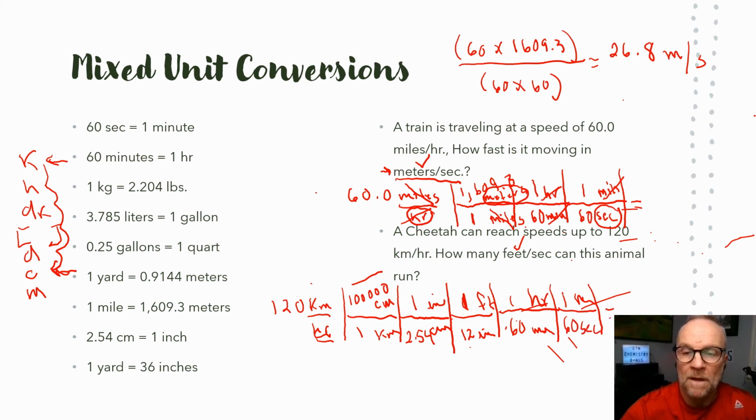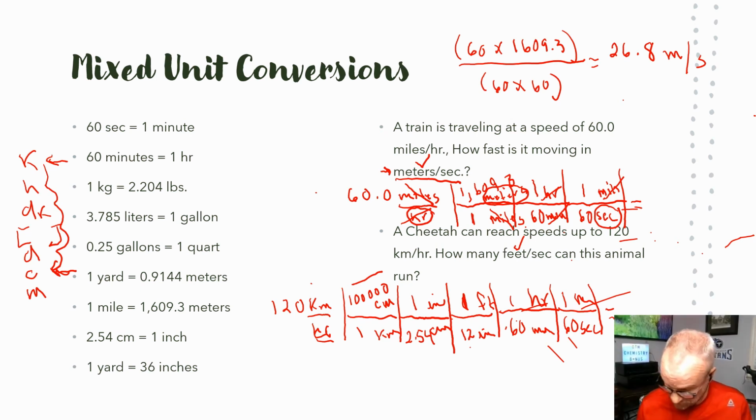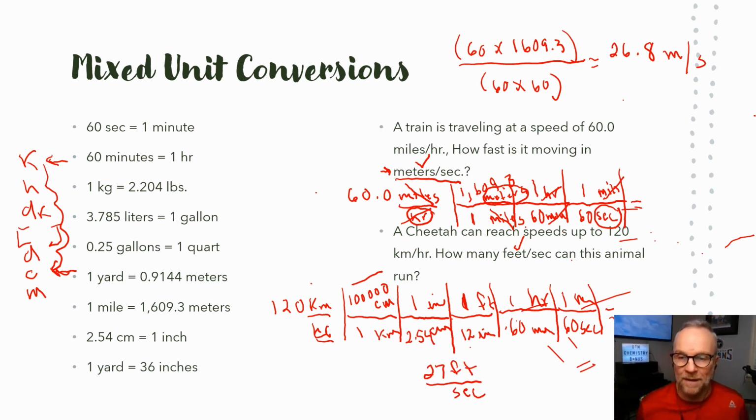Okay. So you got a lot of things to plug into your calculator. 120 times 100,000. Divide all that by 2.54 times 12 times 60 times 60. If you do that, you get 27 feet per second. Wow. That is booking. That is really going really fast.